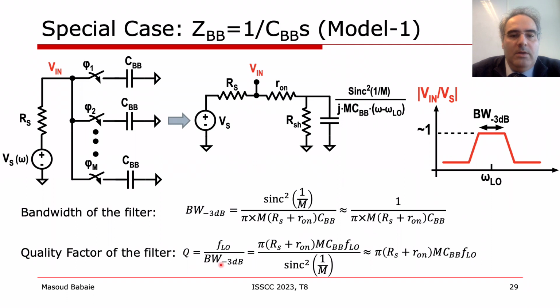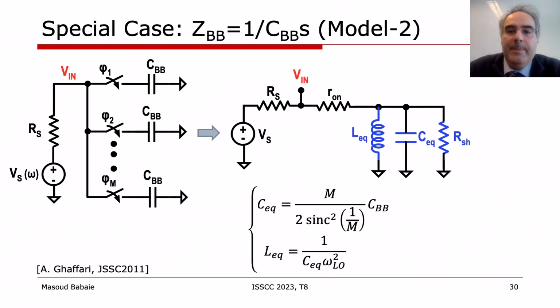The filter quality factor is defined as the ratio of the center frequency to the bandwidth. The center frequency is dictated by the clock and is in the order of 1 to 7 GHz, and the system bandwidth is in the order of tens of megahertz. Consequently, we can have a high quality factor of several hundred without any physical limitations. We can also create a continuous time equivalent model using a parallel tank consisting of a shunt resistor, an equivalent capacitor, and inductor that resonate at the frequency of omega LO.